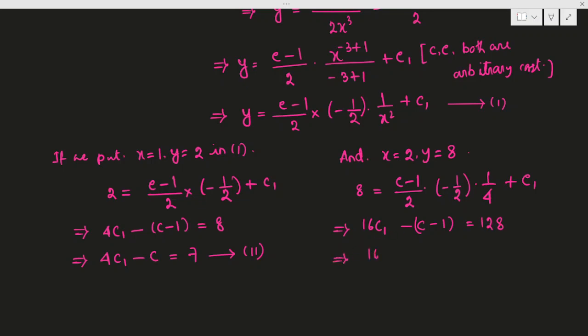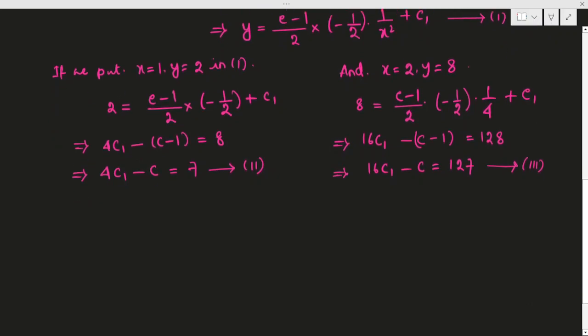So we get 16c1 minus c is equal to 127, and we denote it as 3. Now you can see simply that by solving these two equations, we can easily get the values of c and c1, the arbitrary constants, and put them in equation 1. So let's solve these two equations to get the values of the arbitrary constants. Here, 4c1 minus c is equal to 7 and 16c1 minus c is equal to 127.